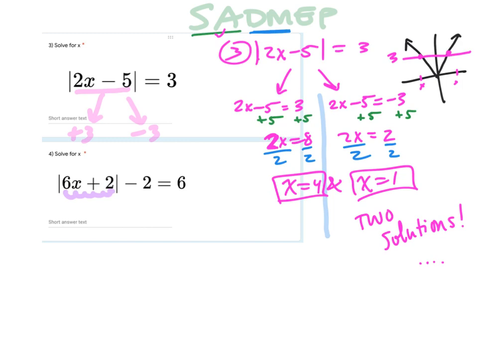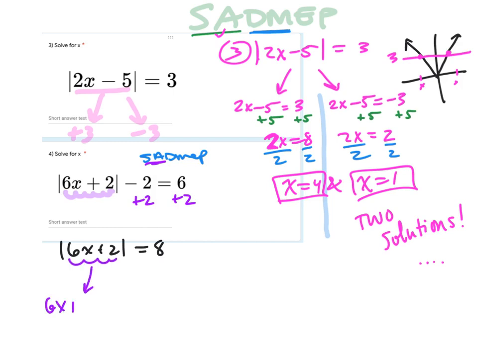Same thing for SADMAP. I'll write SADMAP here. I'm going to check for addition or subtraction first. And look, I have this +2. So I'm going to do that first. In number 3, I didn't have anything outside the bars. Here I do. So I still am going to have my absolute value bars equals 8. Now I'm able to say, here are my two options: 6x plus 2 equals 8, and 6x plus 2 equals -8.